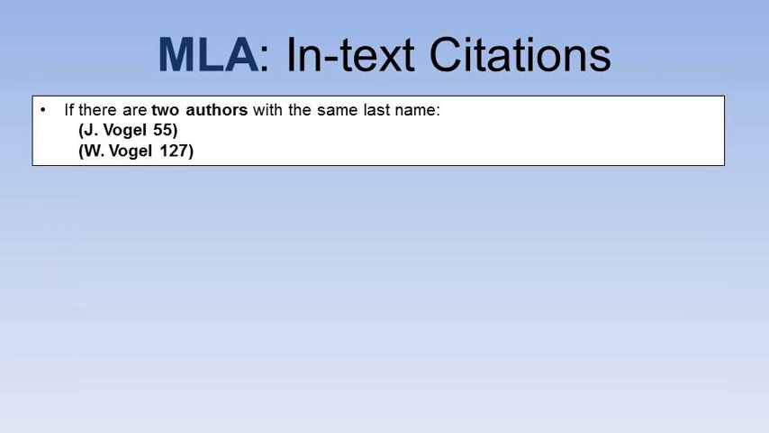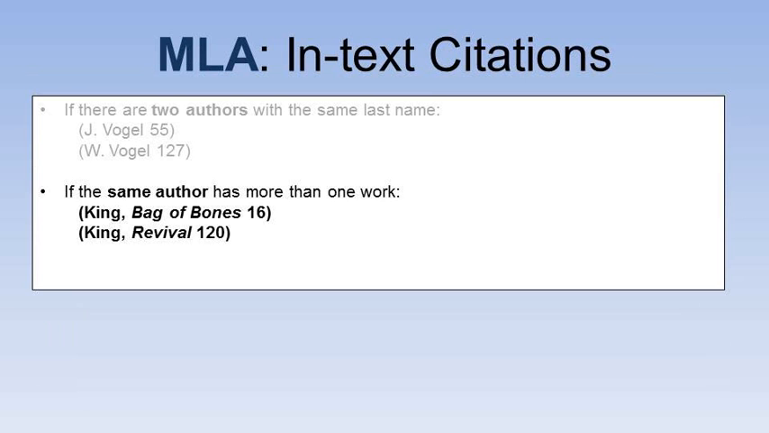There are many other variations on how to do the in-text citations. If there are two authors with the same last name, include the initial of the first names for your in-text citations. If the same author has more than one resource cited, use the format, parentheses, author's last name, comma, title of the work to indicate which resource you are citing, page number, close parentheses.